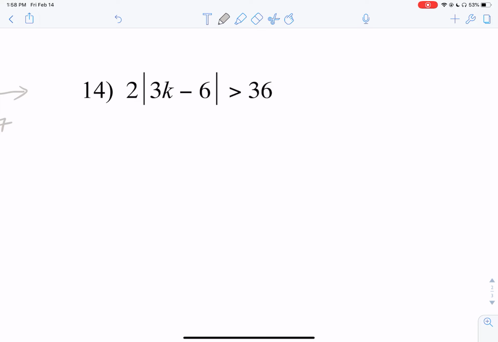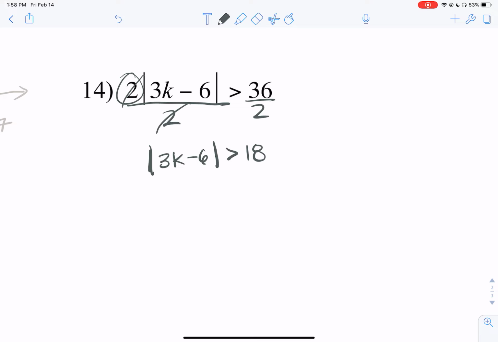Now for number 14, moving along to number 14, again we cannot distribute like I mentioned earlier. So what we do is that we divide both sides by 2 this time, by that number right there. That way these cancel out and we end up with the absolute value of 3k minus 6 is greater than 18.